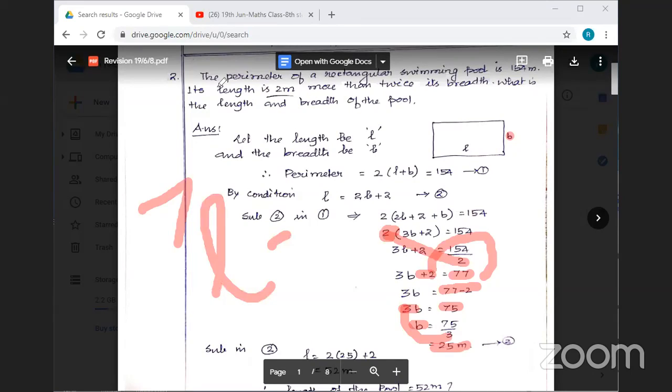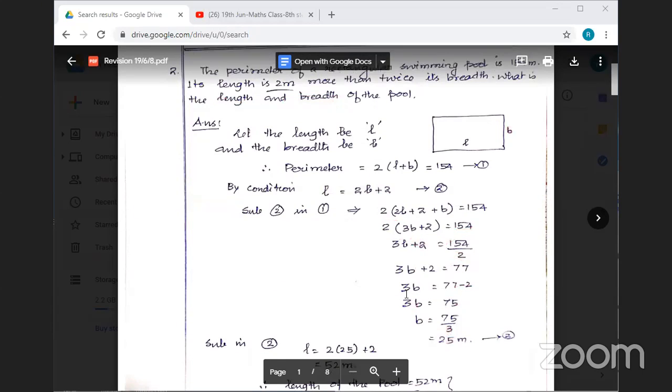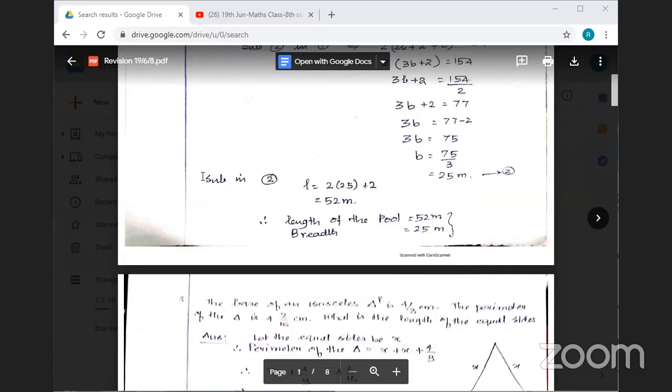Breadth is 25. What is the length? Length, you see, is 2b plus 2. Now substitute, in place of b, what can we put? 25.